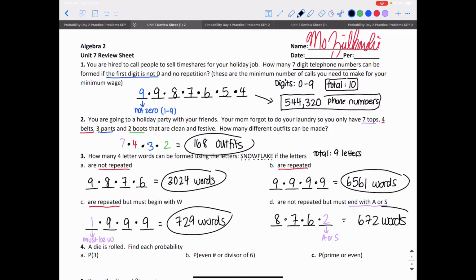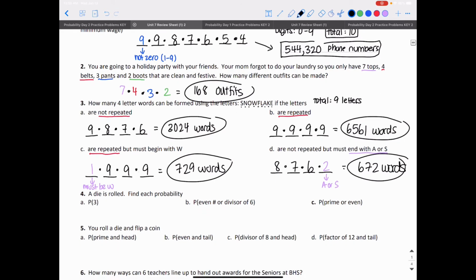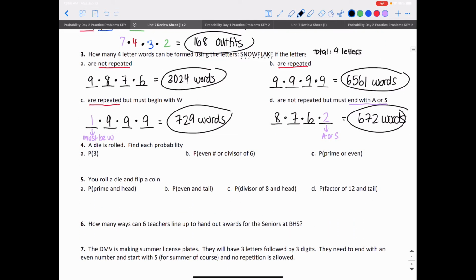words possible. For number 4, I have a die is rolled, and I want to find each probability. So first thing I want to do is find the probability of 3. I know there are 6 total, so I always want to think about what's my total outcomes that I have, or possible outcomes. I have 6 on a die, so to roll a 3, there's only 1 three on a die, and so favorable over total is 1 out of 6, which if I calculate to percent and round to the nearest 10th place, that is 16.7%.